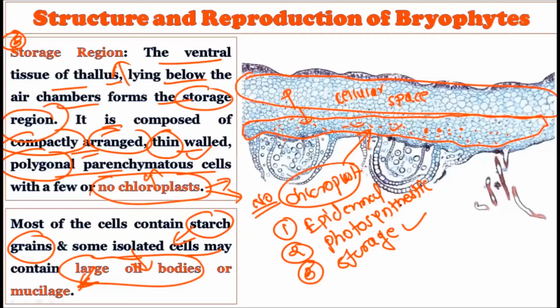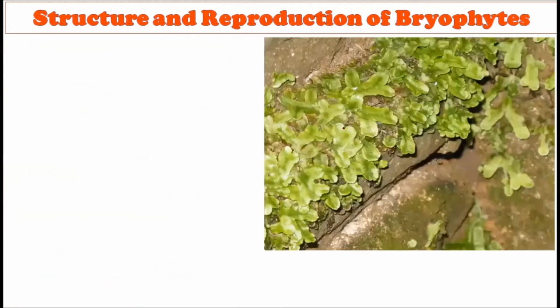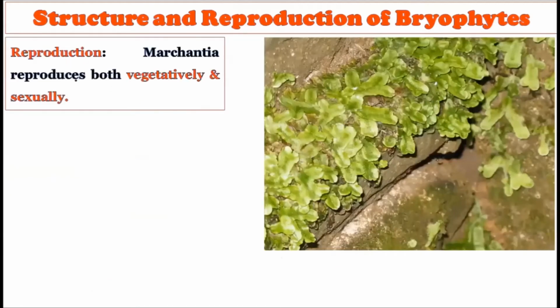So these three regions are present inside the Marchantia thallus, the gametophytic plant body of Marchantia. Externally, how Marchantia looks, we have defined, right? Then internally, what the structural features are, that too we have discussed. You should carefully remember all these points. Now consider the reproductive methods in Marchantia.